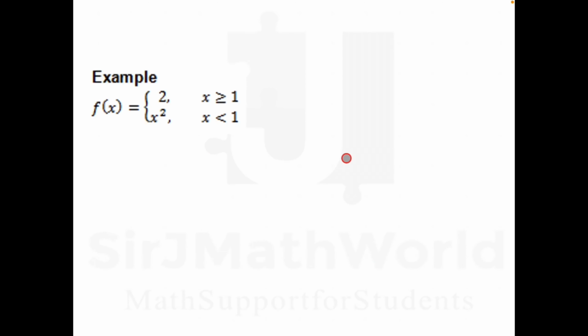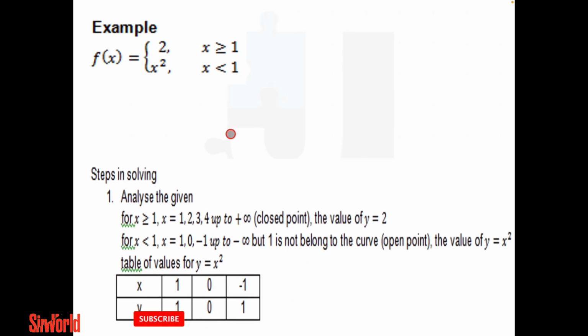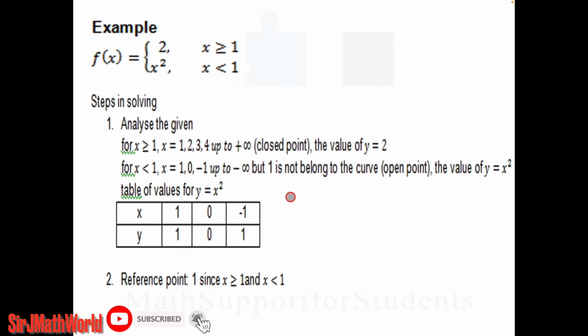Okay, next example is the function of x is 2 if x is greater than or equal to 1, and x squared if x is less than 1. Now, in this case, itong isang given ito is linear while this given is a quadratic kasi meron siyang squared or the degree of 2. Now, in this case, we have to analyze the given.